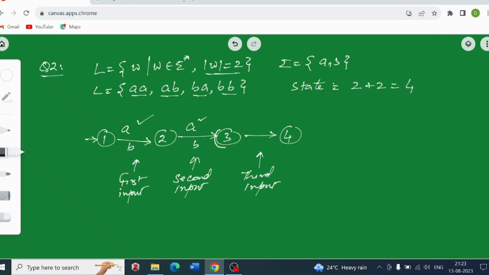So let's draw it with concentric circles. Here, in this case, state number 3 is the final state. This is the final state. State number 1 is the initial state. So after reading two input symbols, if the machine is reading further inputs, that is, the third input or the fourth input, which would be A or B, the machine should reach a dead state.